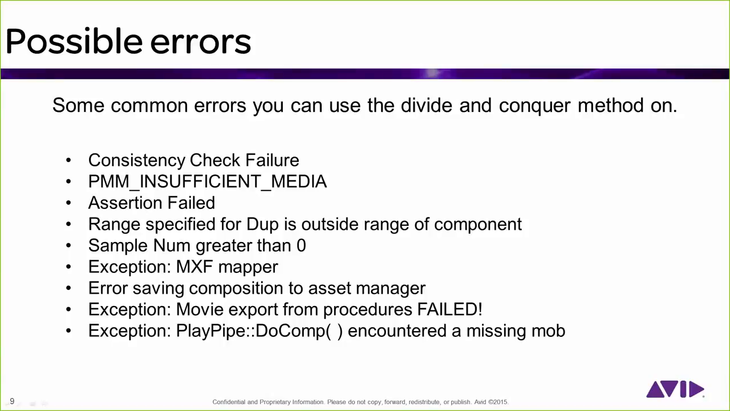And then we have exception: play pipe, encountered a missing mob. This traditionally has to do with a bad mob in the file. This case is more seen in maybe an interplay environment, but I have seen these errors on a local editor where somebody had received an AAF and was bringing it in, and they started seeing issues with it because there was one bad file that maybe didn't have its mob transferred correctly.